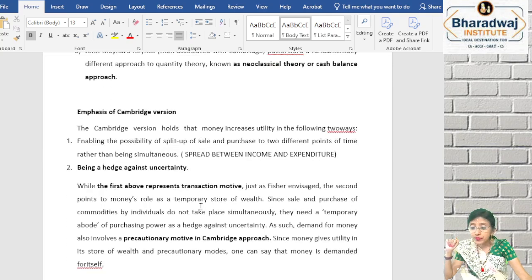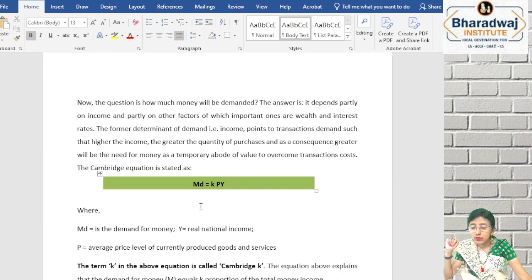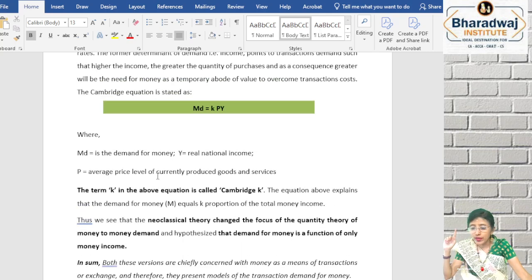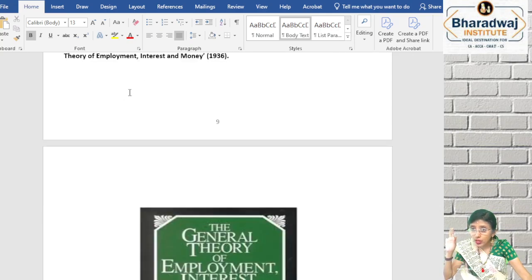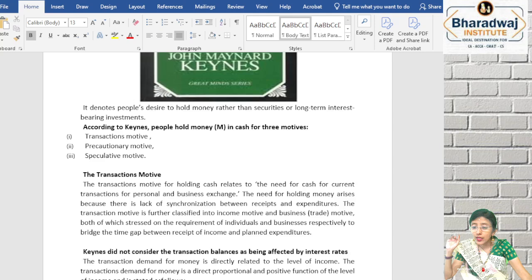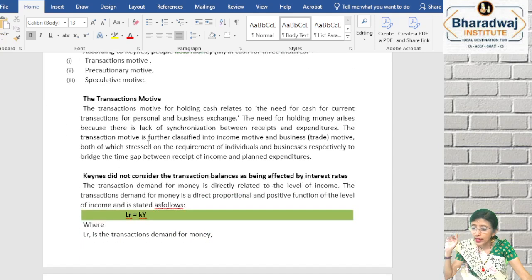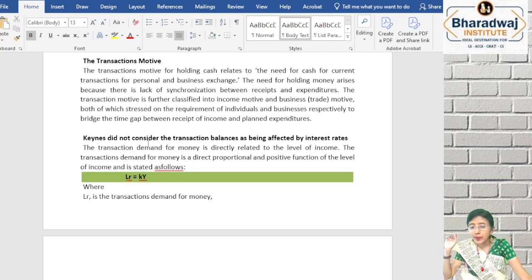This is the Cambridge equation. Both the equations you study. The Cambridge equation is MD is equal to KPY. Right? Both the equations are important. And Keynesian theory of demand for money, liquidity preference, liquidity trap, all these are coinages by whom? John Maynard Keynes. Please remember that. 3 motives: transaction, precautionary and speculative motive. And here Keynes has also given LR is equal to KY.